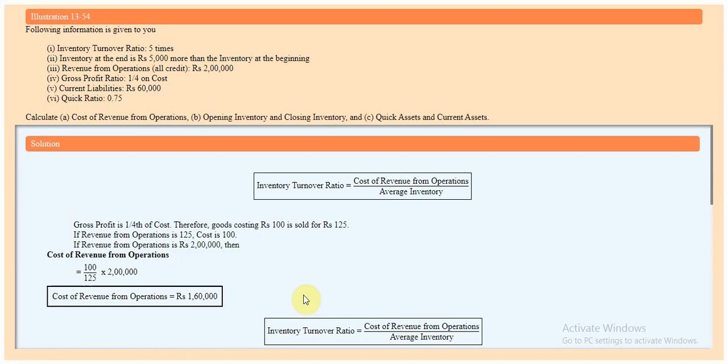So with this, problems on inventory turnover ratio is done. We have completed inventory turnover ratio. In the next video, we will talk about another ratio.